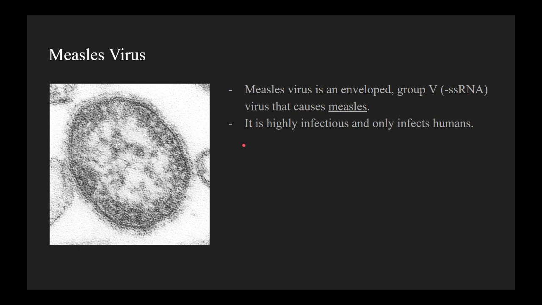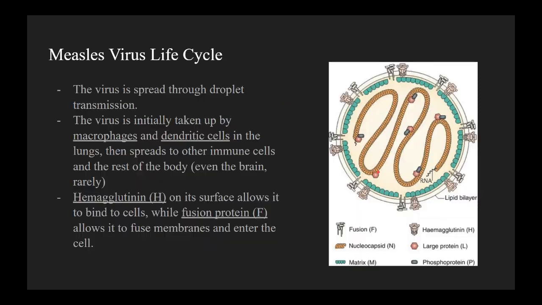Okay, next, measles virus. So measles, it's enveloped. Again, it has a lipid covering around the capsid. It's group 5 this time, which means that it's negative sense ssRNA, single strand RNA. So the genome itself is the complement of the mRNA that's going to be created to make the proteins later. And of course, it causes measles. And it's known for being highly infectious, specifically between children, and it is only infecting humans here.